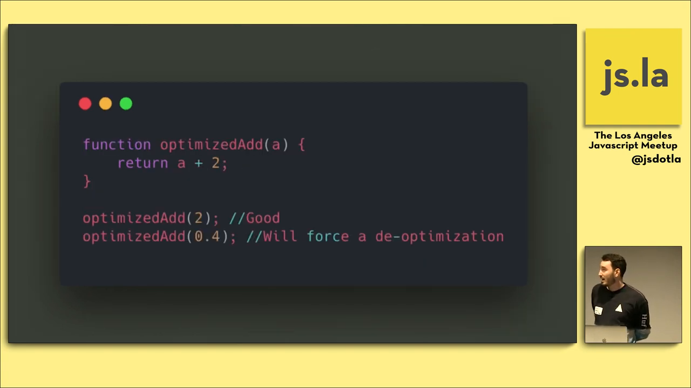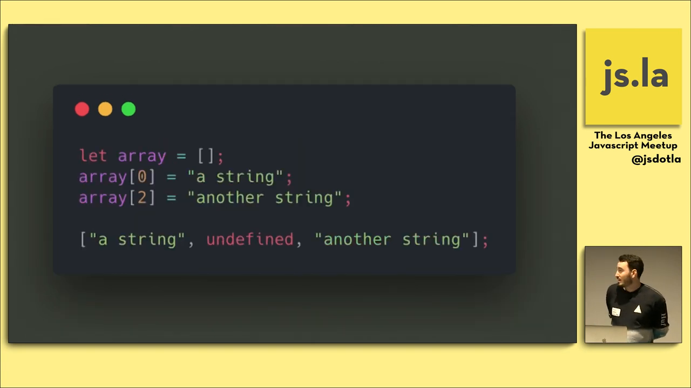Same thing when you're calling functions and passing in parameters. If you can always pass in the same type of parameter, the code's going to run faster than if you change the type of parameter. And a big one is you definitely don't want to have undefineds in your array. That slows down the JavaScript engine significantly.